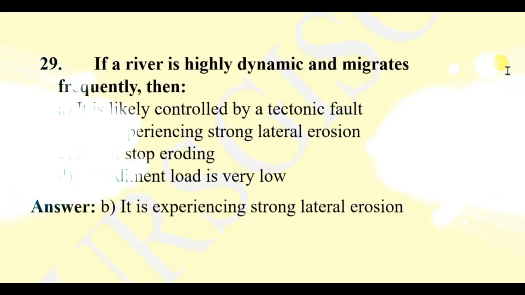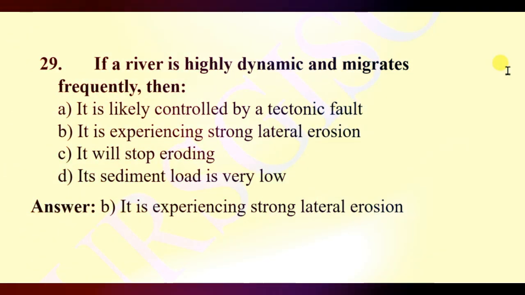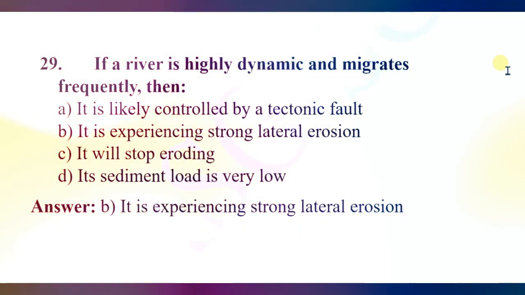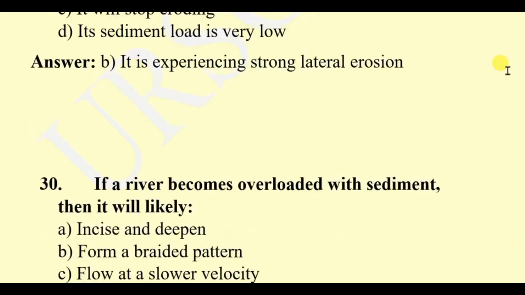Question 29. If a river is highly dynamic and migrates frequently, then it is likely controlled by a tectonic fault. It is experiencing strong lateral erosion. It will stop eroding. Its sediment load is very low. The right answer will be it is experiencing strong lateral erosion. So the more the lateral erosion, the more will be the migration of the river.